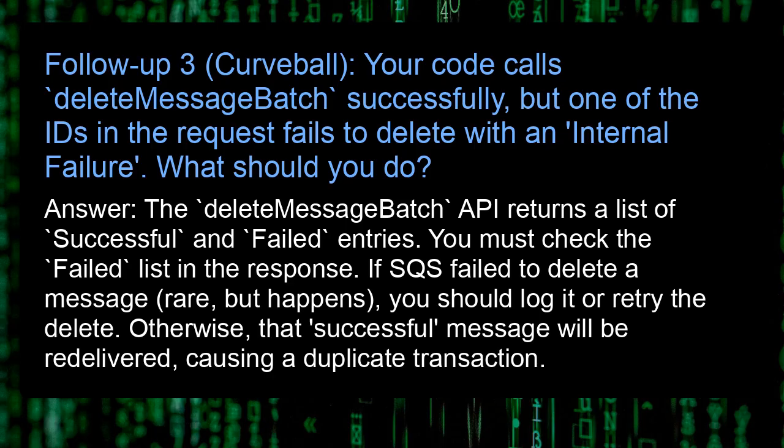Follow-up 3, Curveball. Your code calls DeleteMessageBatch successfully, but one of the IDs in the request fails to delete with an internal failure. What should you do? Answer: the DeleteMessageBatch API returns a list of successful and failed entries. You must check the failed list in the response. If SQS failed to delete a message, rare but it happens, you should log it or retry the delete. Otherwise, that successful message will be redelivered, causing a duplicate transaction.